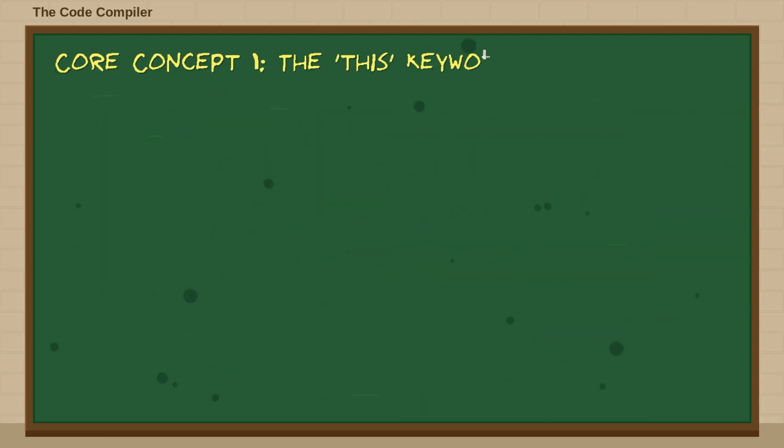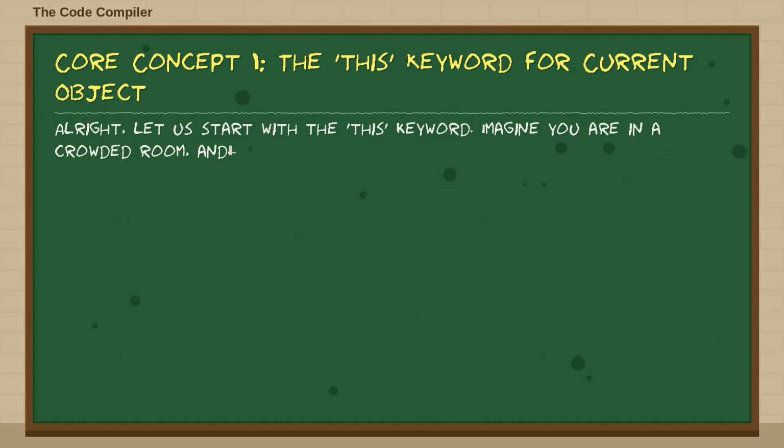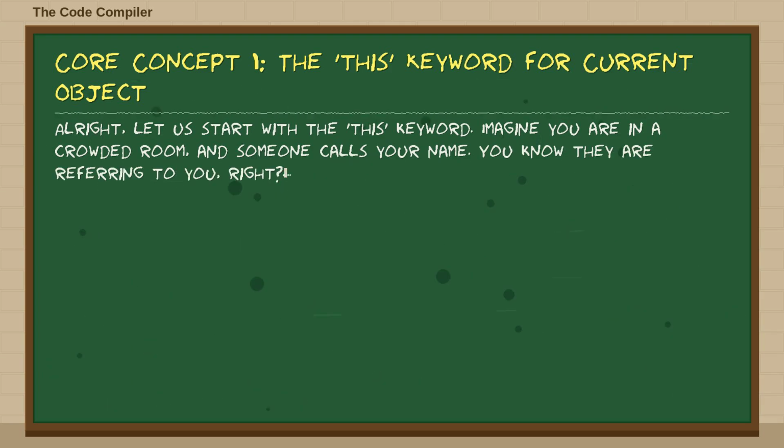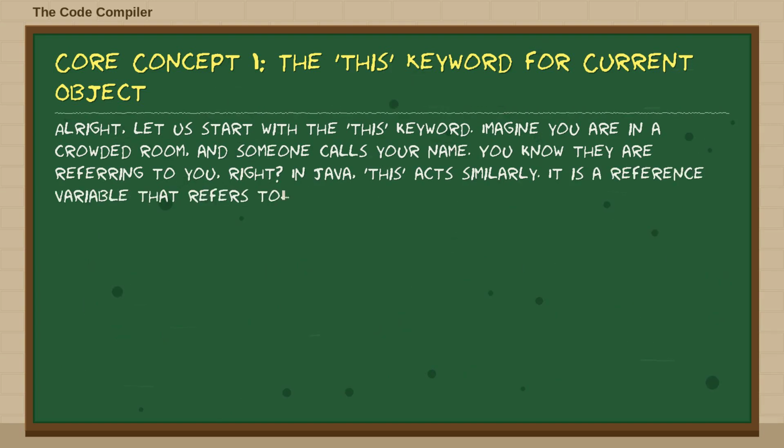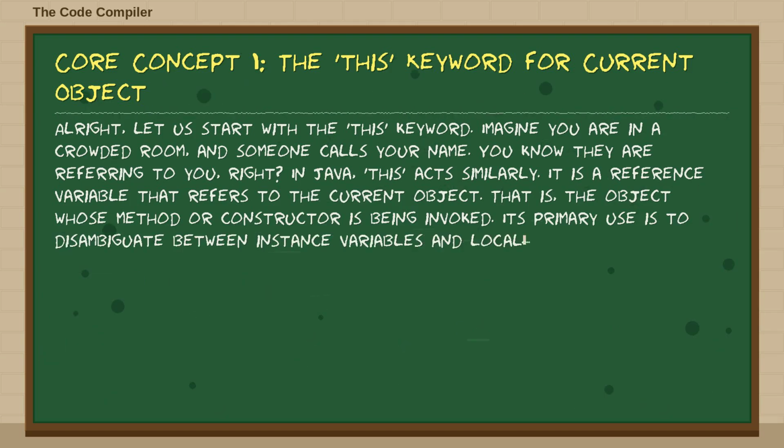Alright, let us start with the this keyword. Imagine you are in a crowded room and someone calls your name. You know they are referring to you, right? In Java, this acts similarly. It is a reference variable that refers to the current object. That is, the object whose method or constructor is being invoked. Its primary use is to disambiguate between instance variables and local variables, especially parameters with the same name.